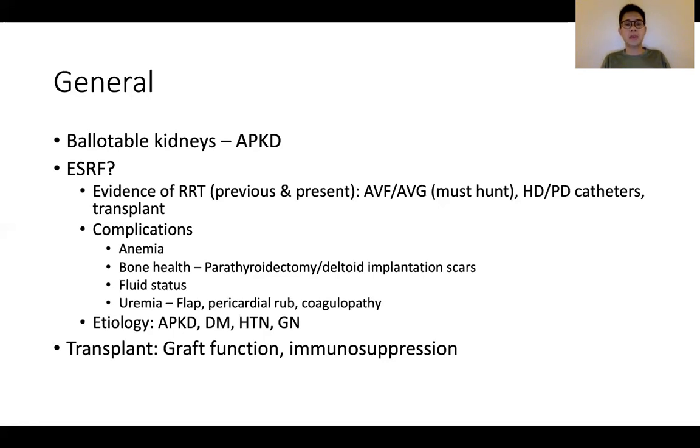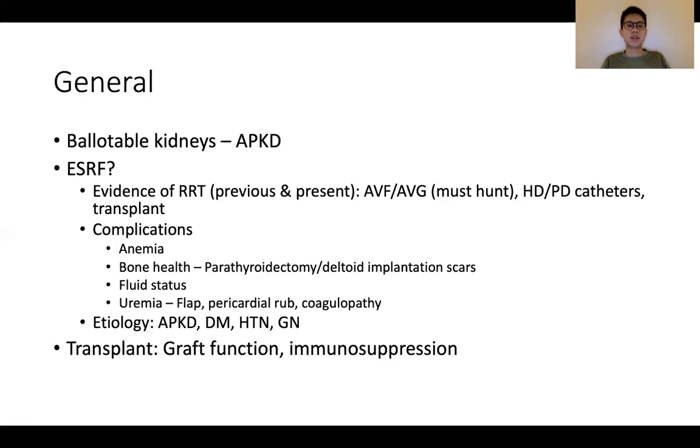Complications-wise, there is anemia. For bone health, there's not much you can go by except for the presence of a parathyroidectomy scar, or deltoid implantation scars that may suggest tertiary hyperparathyroidism. Fluid status is important, and so is evidence of uremia. Clinically, you can assess this with a flat pericardial rub or evidence of coagulopathy.